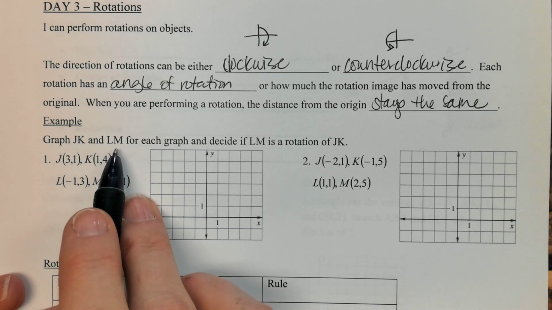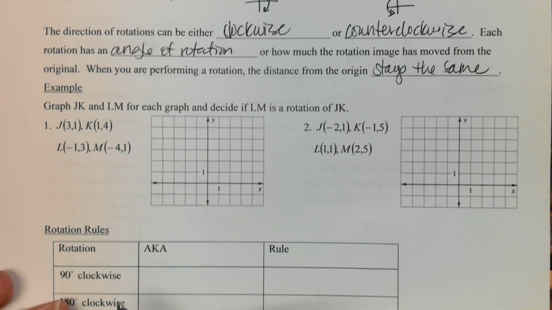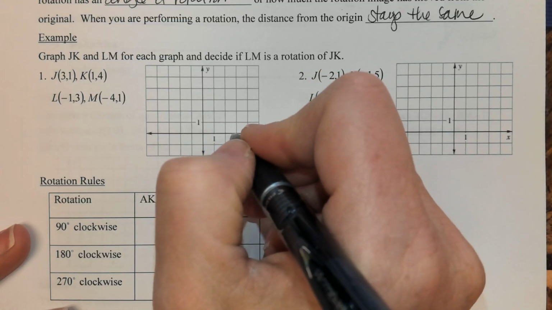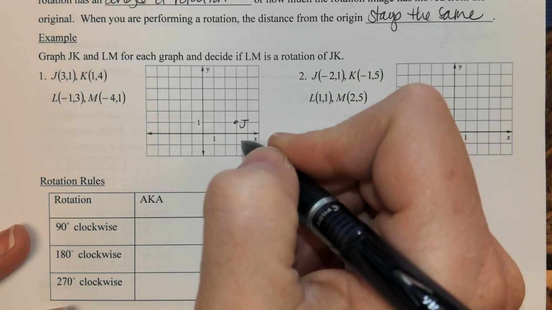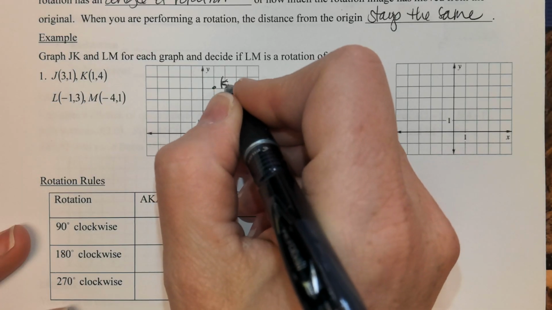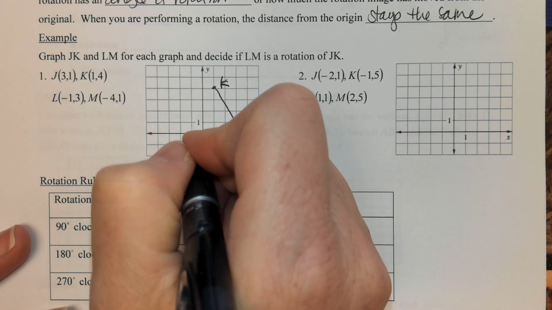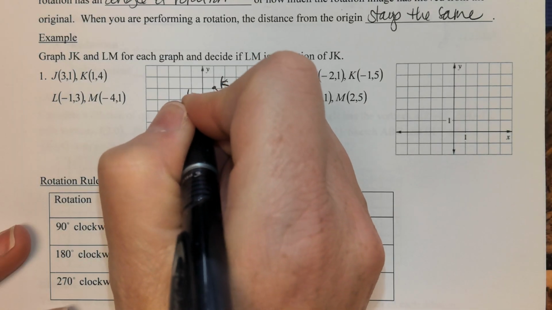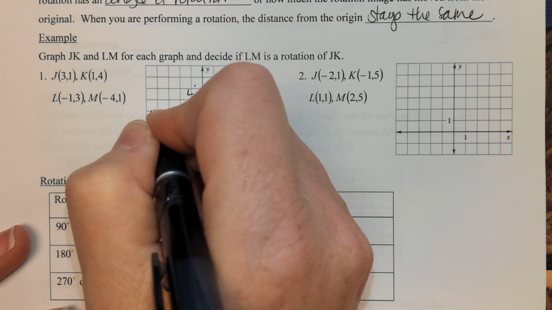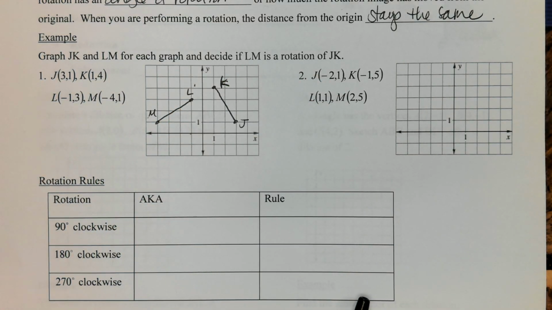So we're going to graph JK and LM for each one, and we're going to decide if LM is actually a rotation of JK. So first I'm going to draw JK. So J is a 3, 1 right there. K is 1, 4 right there. Oh, and I drew an F. That's okay. And now we're going to draw L, which is -1, 3. And M, which is -4, 1. And that's their segment. So now the question is, are these rotations of each other?